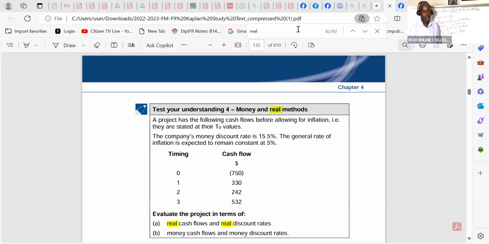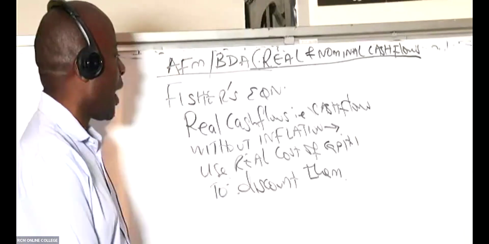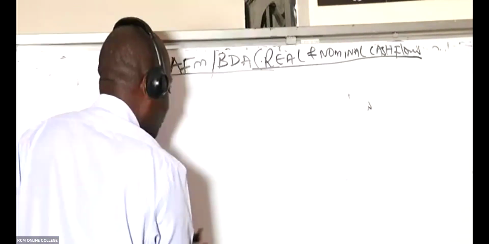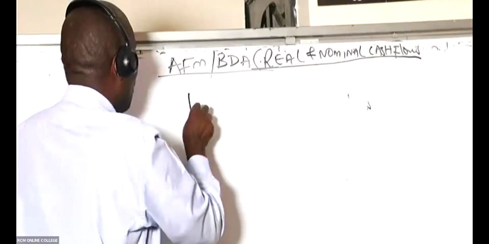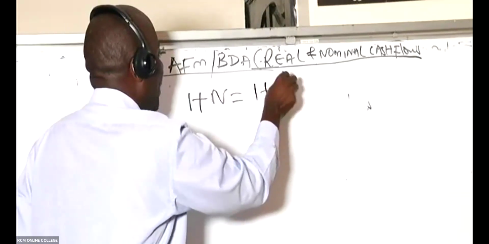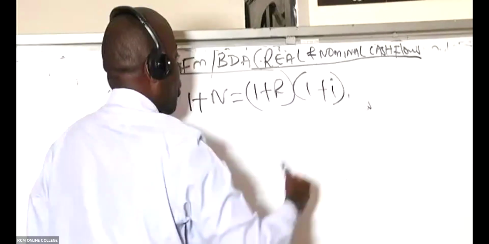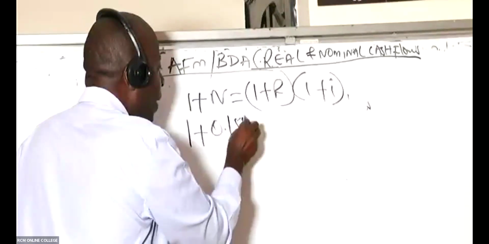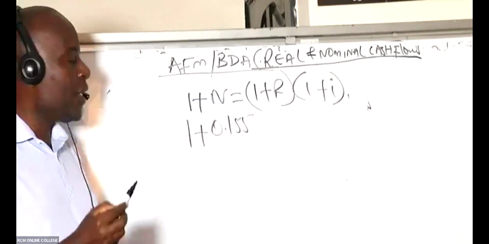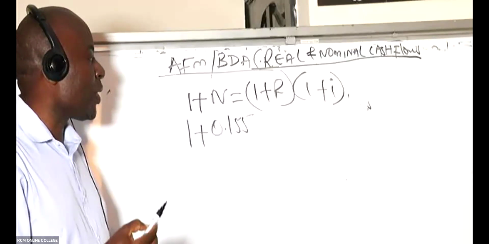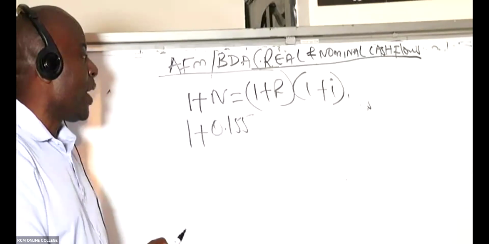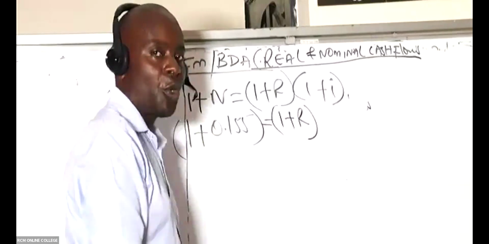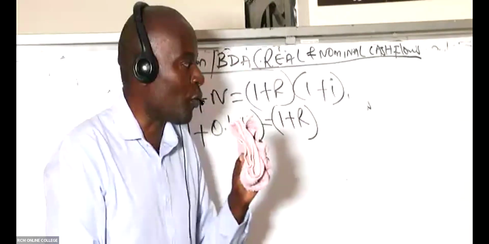How do I do it? I have the Fisher's equation. I know how the Fisher's equation looks. We know that 1 plus n should be equal to 1 plus real, into 1 plus I, the general inflation. So 1 plus the nominal has been given. The nominal is 0.155, that is 15.5%, the same as 0.155, into 1 plus the real. The real is not known because we have real cash flows, so we are looking for the real cost of capital.